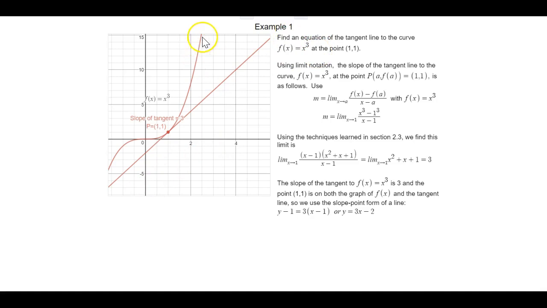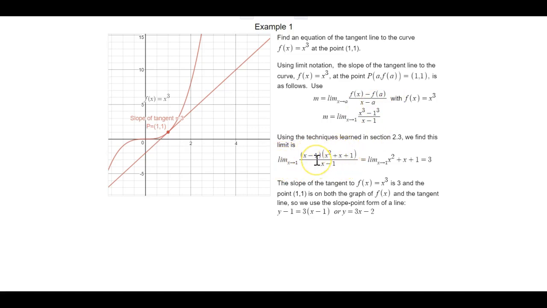So I have the function f of x equals x cubed, and I want to find the equation of the tangent line at the point 1, 1. So using limit notation, I know that I can find the slope of the tangent by taking the limit of the slope of the secants as they approach this point 1, 1. So generalizing that slope formula with the limit, f of x in this case is x cubed, f of a in this case is 1, so f of a is 1 cubed over x minus 1.